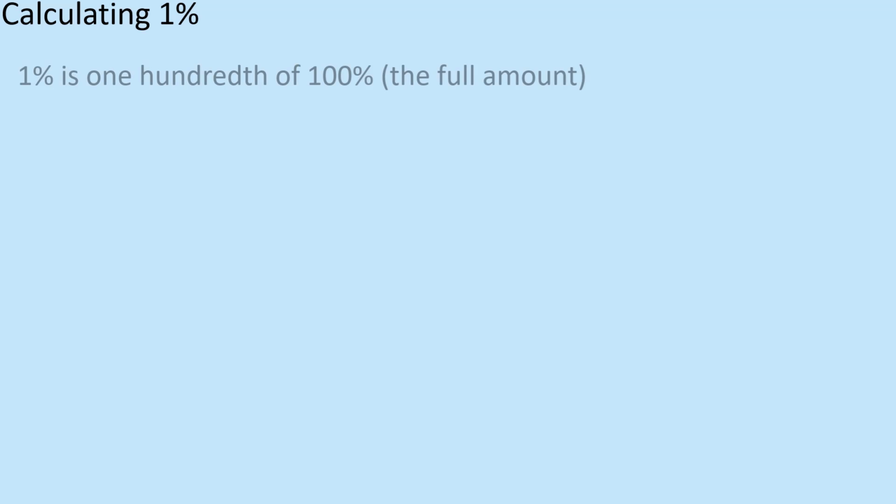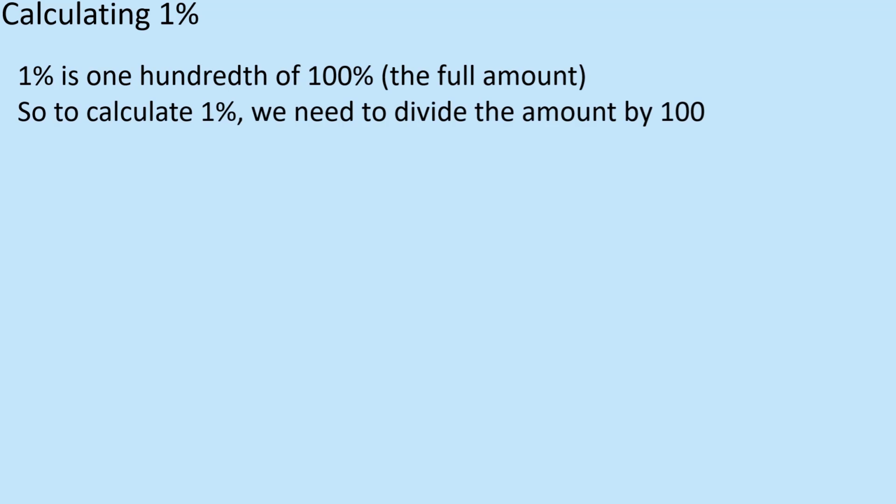Hi there everybody. So we're going to look at calculating what we class as harder percentages, but essentially it's just about finding basically 1% and then dealing with anything that moves up from that. So 1% is 100th of 100%, so the full amount. To calculate 1% you just need to divide by 100 essentially.